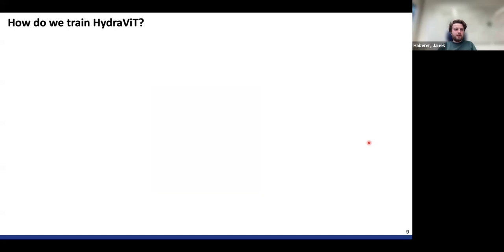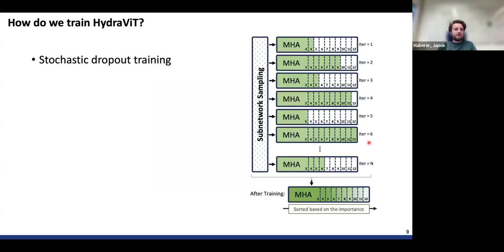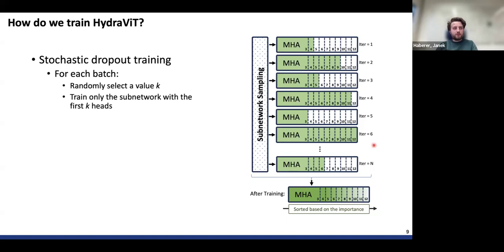Yeah, and now for the training, well, should be kind of obvious now, but yeah, basically we do stochastic dropout training. So essentially for each batch, we randomly select the value k, and then we train only the subnetwork with the first k heads. So you can see it here on the right. So in the first batch, we selected the value 4, so we trained the subset with 4 heads. And then in the next iteration, we train it with 9 heads, and so on and so forth.